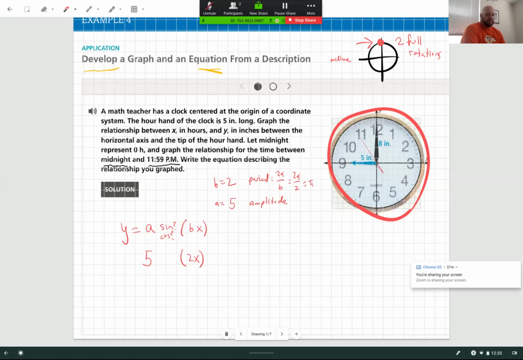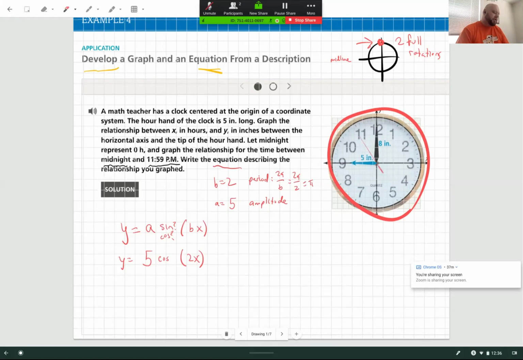And because we've talked about these already today, and I've showed you the graphs of these, hopefully you guys can remember that it's the cosine graph. So our equation is just going to be 5 cosine of 2x. So that is our equation.